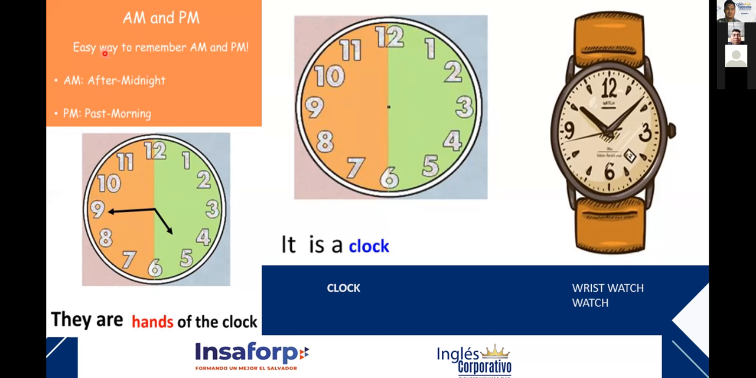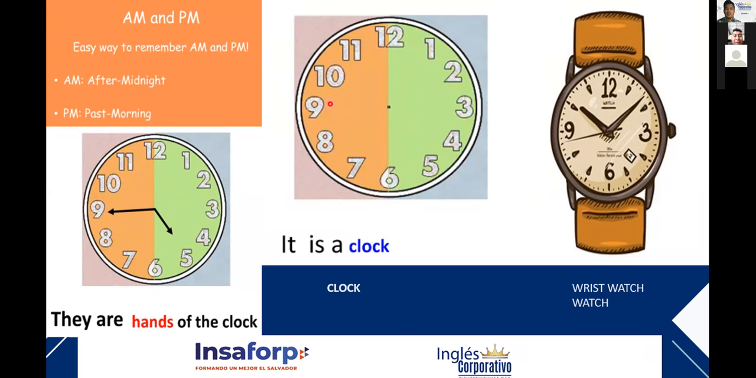So incluso, some of you probably at any certain time, alguna vez se preguntaron quizás qué significa el AM y el PM. So today we're going to learn that. So AM means after midnight. ¿Sí? In English, AM significa after midnight. And PM, past morning. Past morning. Yeah, past morning. So those are the meanings of AM and PM.